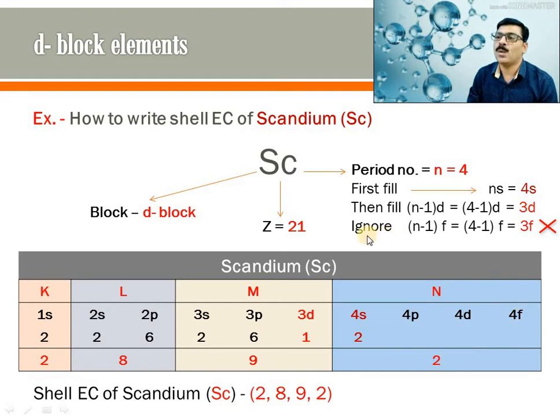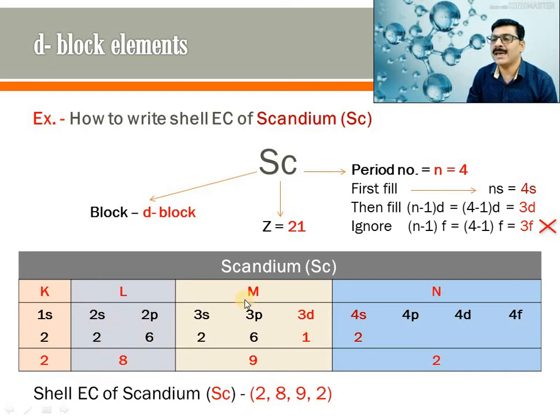So here only 2 things will be applied for scandium: first fill up the 4s orbital and then fill up the 3d orbital. Now let us see here the capacity of each shell. K shell contains 1s and 1s contains 2 electrons, so the capacity of K is 2. Then L, 2s, 2p means total 8 electron capacity.